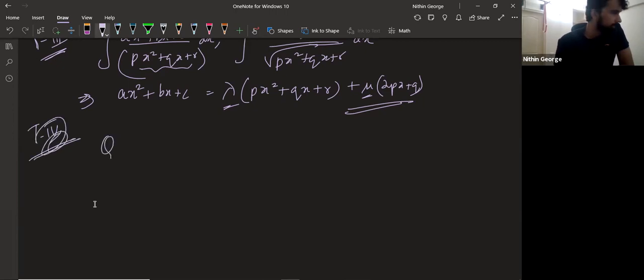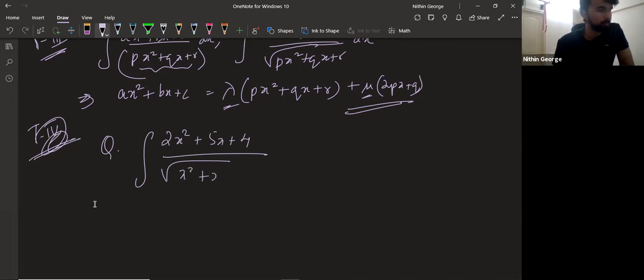I'll give you a practice question actually. Do it as homework. 2x square plus 5x plus 4 divided by root of x square plus x plus 1 dx. This is practice. Practice on this. Okay, figure it out.